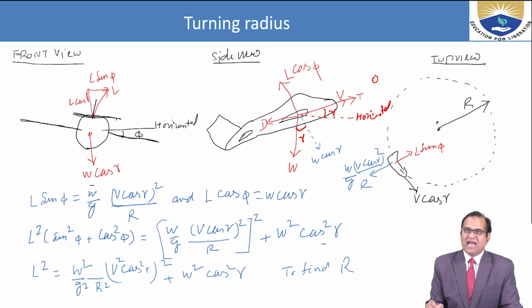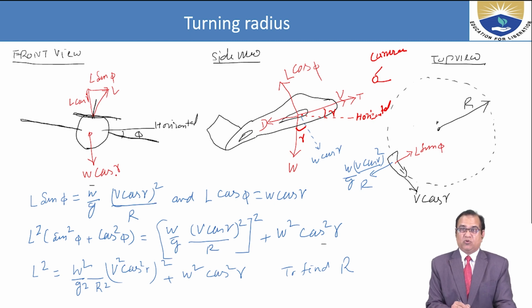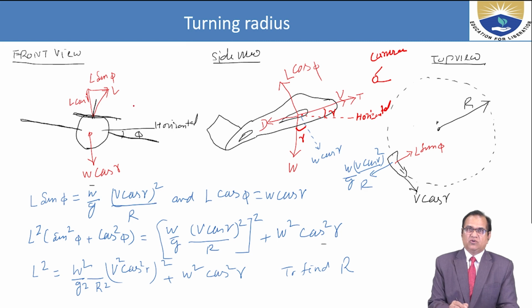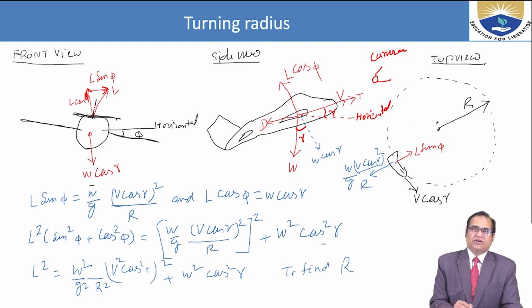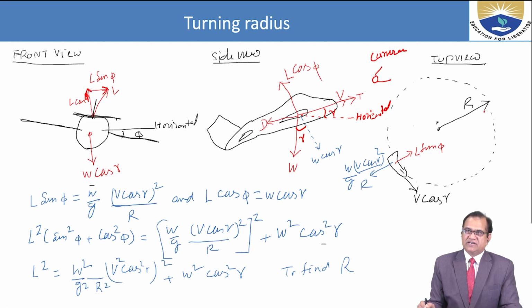If you put a camera here, in this camera this weight will be observed in the front view as W cos gamma, not W. And also this L cos phi will be here. This is L cos phi, this one is L sin phi, and this is the L. Your aircraft is banked by phi from the horizontal, and on the top view it is turning in this direction with the radius R.